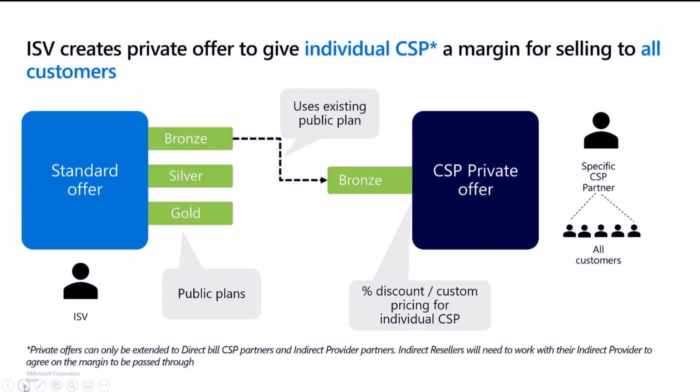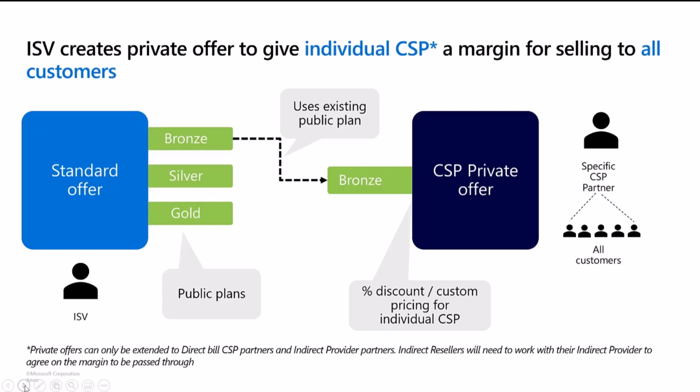ISVs publish transactable offers into Microsoft's commercial marketplace. Those offers have multiple plans, for instance, bronze, silver, and gold. To create a CSP private offer, an ISV must have a public transactable offer available in the marketplace. So in this scenario, an ISV will create a CSP private offer, and they can choose to apply that private offer at the offer level, which will include all three of those plans.